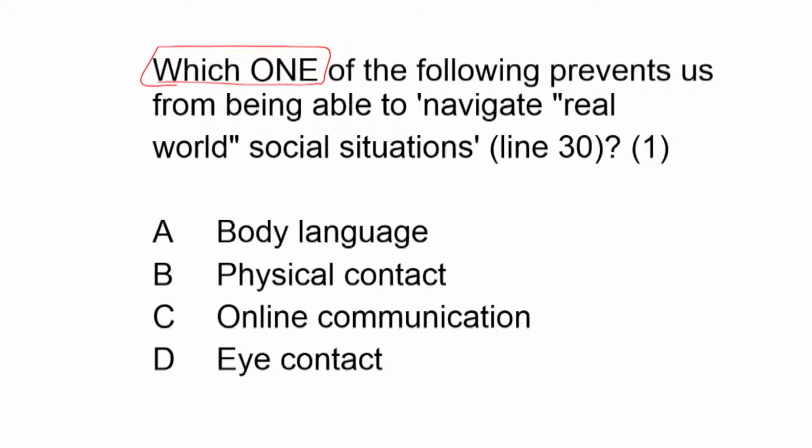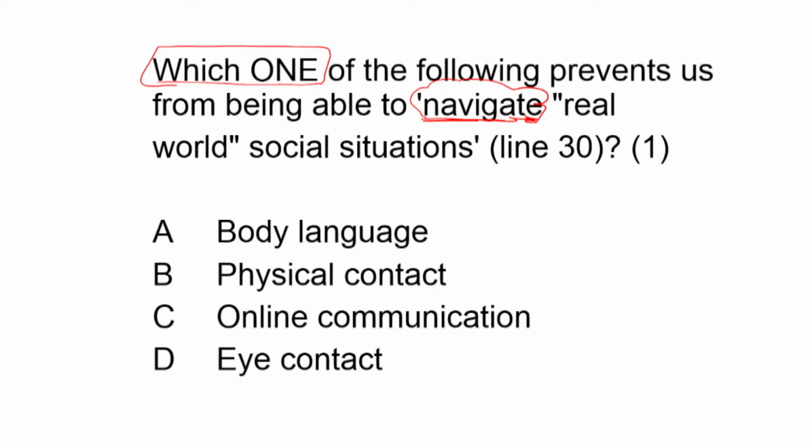So we have body language. Would you say that body language prevents us from negotiating the real world? Right, I think I want to go back and look at navigate. Okay. Navigating real-world social situations. And I love the use of all those inverted commas there, but I don't think we've got time to talk about them. Navigate. So we look at navigate, and what does it mean?